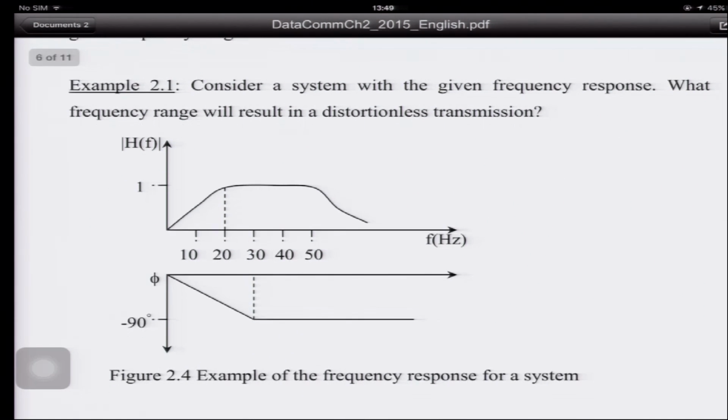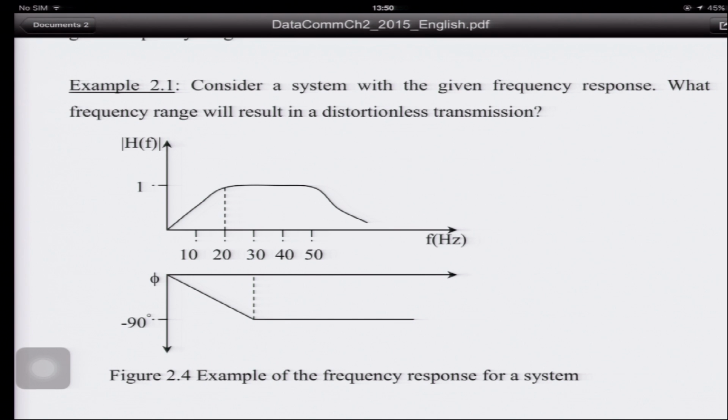Now let's look at a very simple example, just to show you a frequency response like this. The amplitude response is the upper graph, and the phase response is the lower graph. What you want is for the amplitude response to be constant. And it's kind of sort of constant from 20 to 50 hertz. You can put megahertz or kilohertz as the unit.